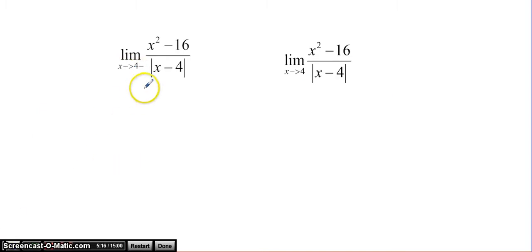I want you to evaluate the limit as x goes to 4 from the left of x squared minus 16 over the absolute value of x minus 4, and the limit as x goes to 4 of x squared minus 16 over the absolute value of x minus 4. Pause the video, unpause when you're ready to check your work.